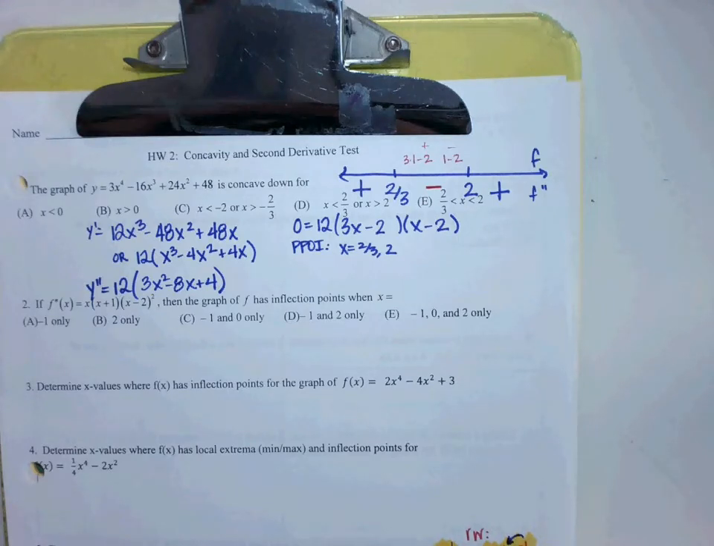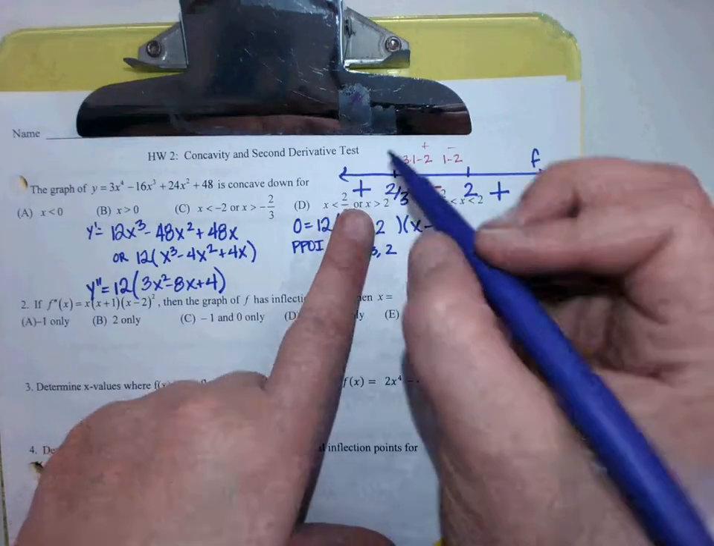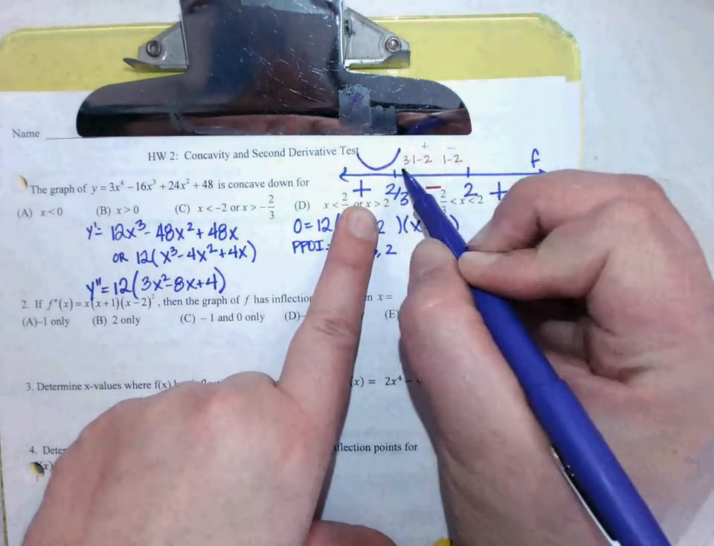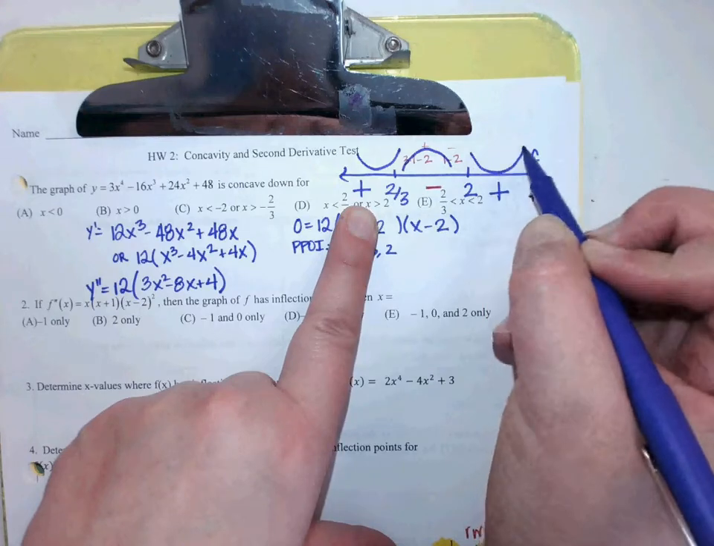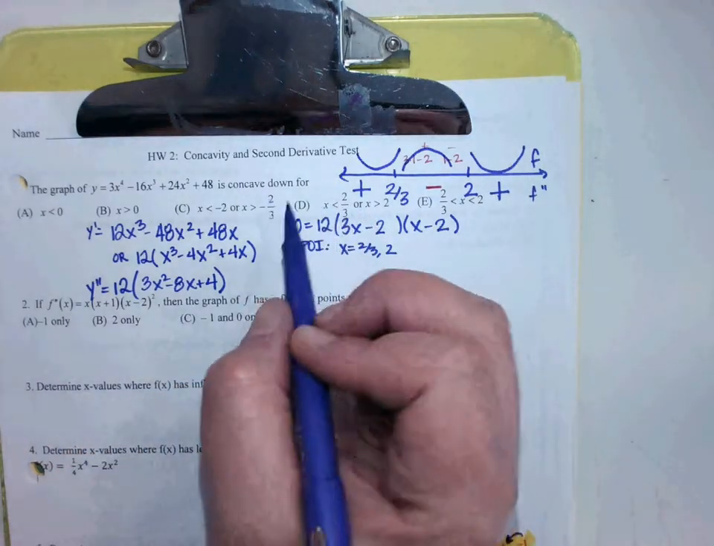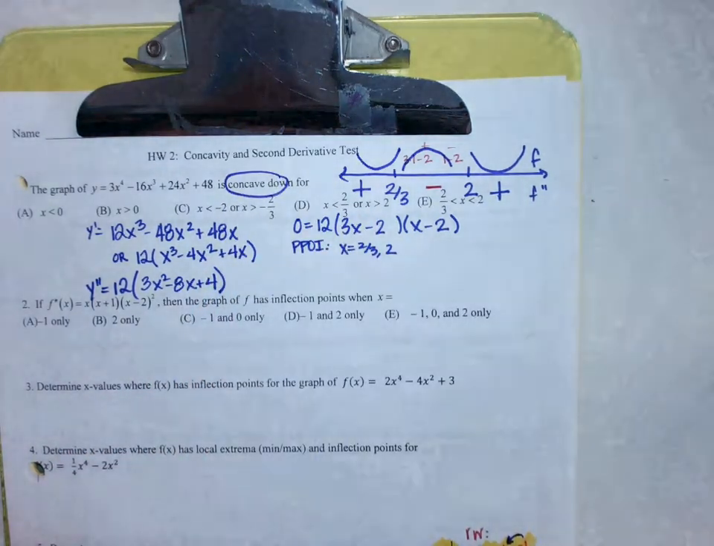From there, remember that f double prime tells me the concavity of f. So when f double prime is positive, f is concave up; then concave down; then concave up. Now the question is asking you what interval it's concave down for, so where would I be looking?